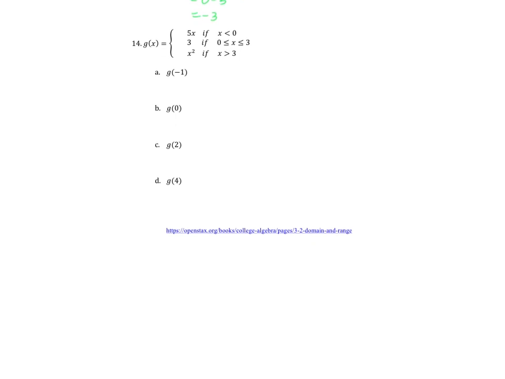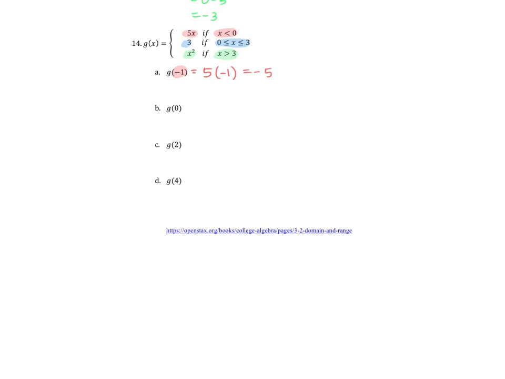All right, number 14. Let's make this one be red. This one is blue. And this one is green. Okay, so g of -1. So we need to figure out, where does -1 fit? So it could be less than 0, between 0 and 3, or greater than 3. So I think we'll agree that the -1 is less than 0. So we're going to be plugging it in the first equation. And so we have 5 times x, so 5 times -1, which is -5.